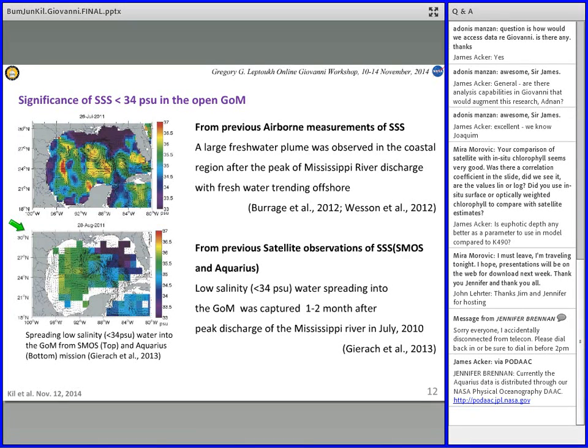I did jot down a quick note here, and that is that currently the Aquarius salinity data is being distributed through our NASA Physical Oceanography Distributed Active Archive Center, which is another one of the 12 EOS-DIS data centers.